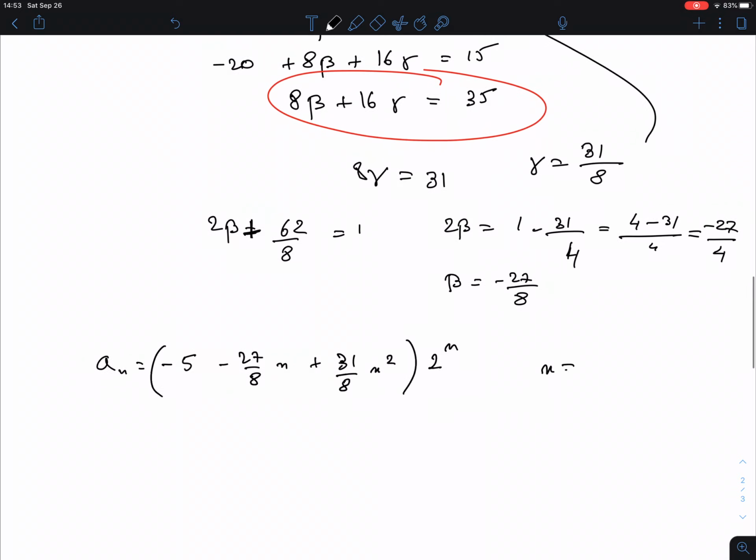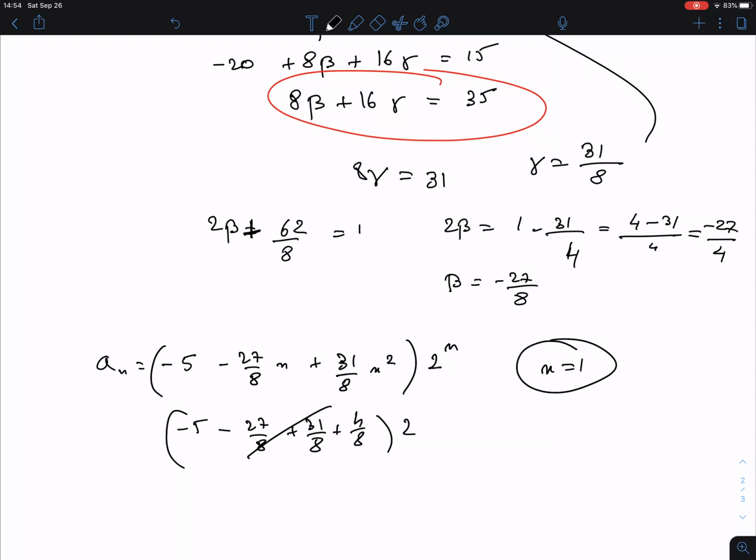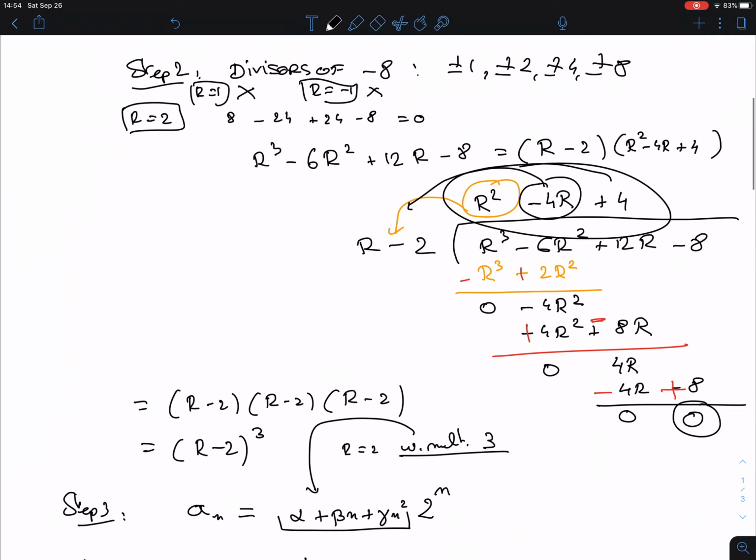For instance, do I get the initial condition if I plug in n equals 1? Just double checking, minus 5 minus 27 over 8 plus 31 over 8. So these two cancel and become 4 over 8, which is a half. Okay, and I have to multiply this whole thing with 2 to the power 1. So I get minus 10, plus a half times 2 is plus 1, so minus 9, and that's exactly the initial condition, right?